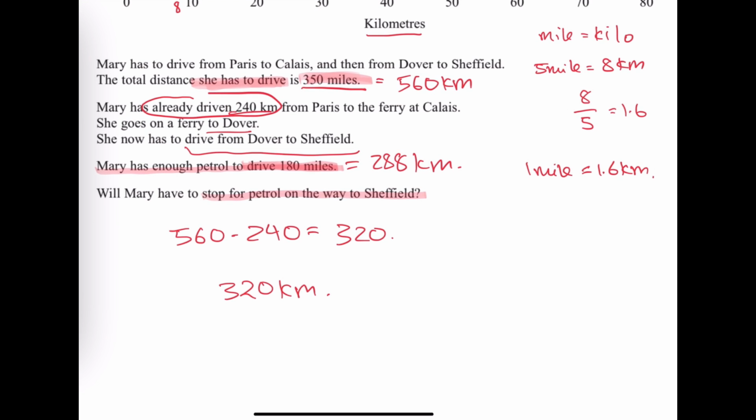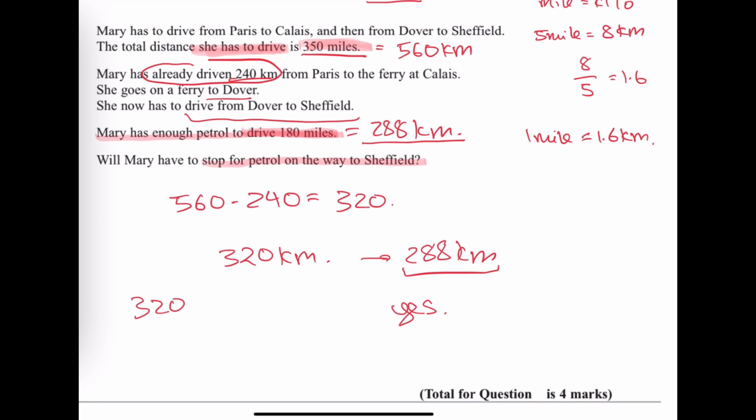So if you can see over here, she only has enough for 288 kilometers. That means that she will have to stop for gas, because after 288 kilometers she doesn't have enough gas, and she would need, if we do 320 minus 288, she has 32 kilometers that she needs to go so that she can go to Sheffield.